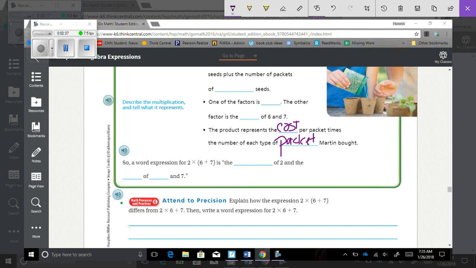Okay, so a word expression for 2 times 6 plus 7 is the product of 2 and the sum of 6 and 7. Okay, notice when I read it, just reading it to myself, I said 2 times 6 plus 7. Okay, but we need to use more math vocabulary, so that's why we're going to change it into the product. Okay, because product is when we multiply. The product of 2 and the sum, which is adding, of 6 and 7. So in these answers, you guys need to really make sure that you're using that math vocabulary.